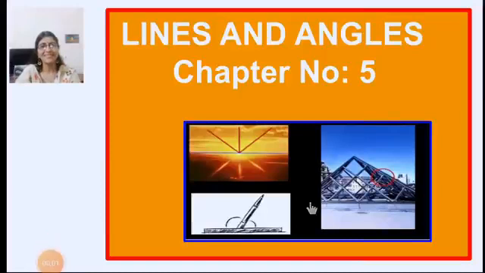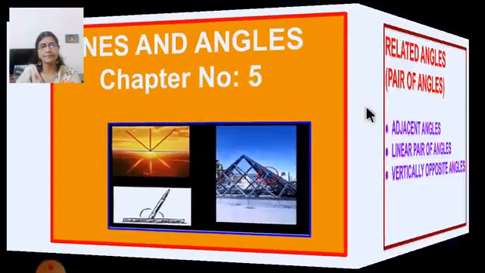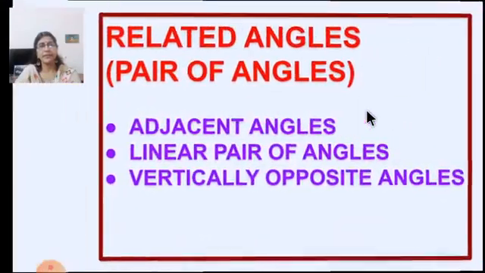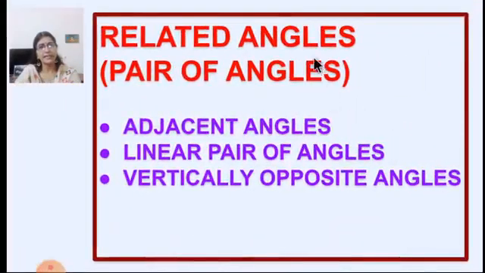Good morning students, Saira. We will continue with the lesson, that is chapter number 5, lines and angles. And today we are going to learn about some more kinds of related angles, which are also called pair of angles. In that we are going to learn about adjacent angles, linear pair of angles and vertically opposite angles.